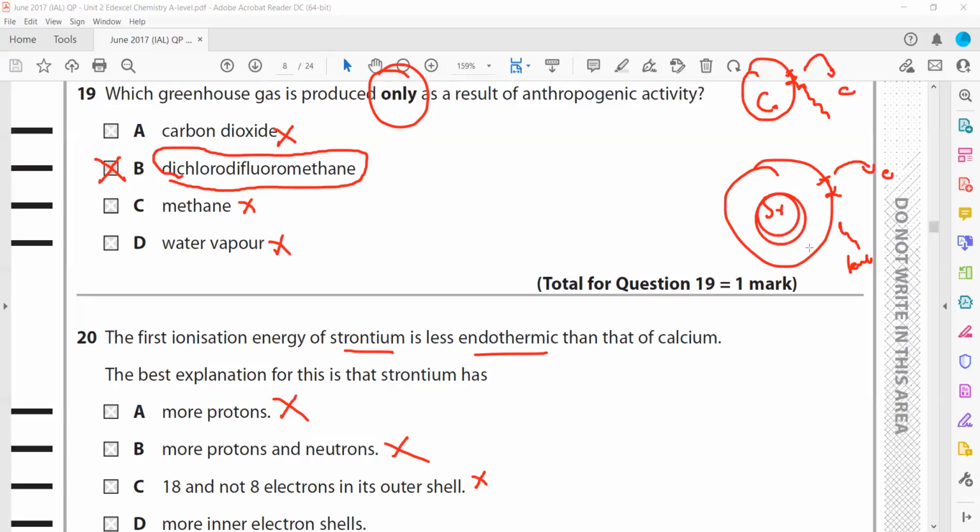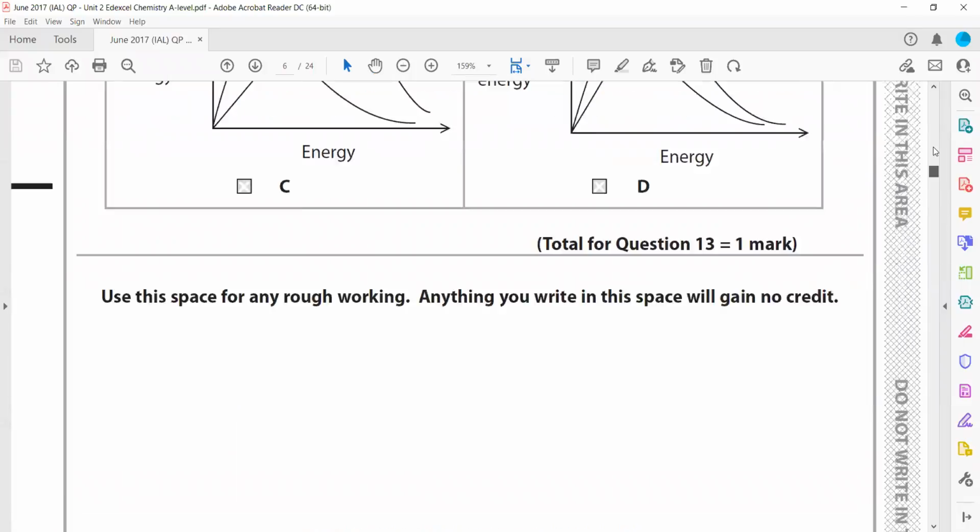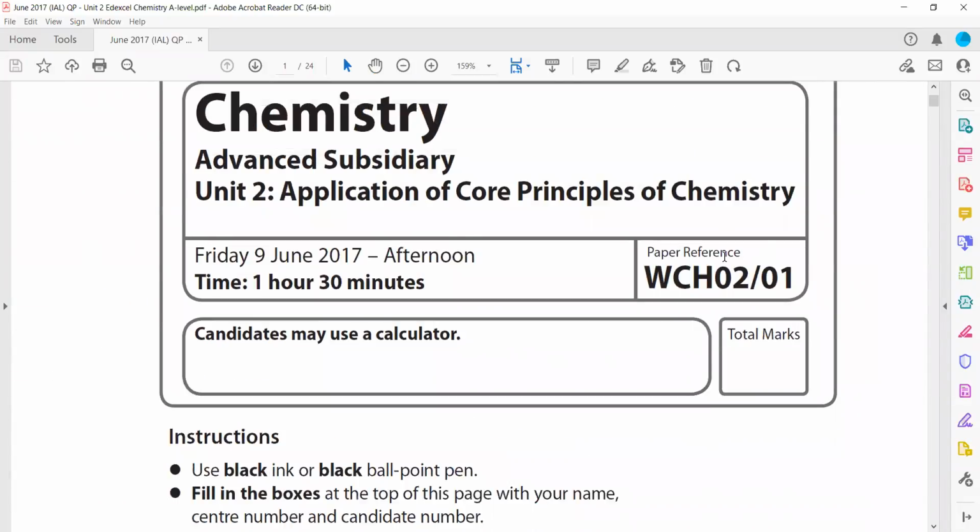so a greater shielding effect. What will be the effect of the shielding? The force experienced by the electron in the outermost shell will be weaker. So with a small amount of energy, we can remove these electrons from the atom. So it will be much easier to remove these electrons from the strontium atom. So this was unit 2 from June 2017.